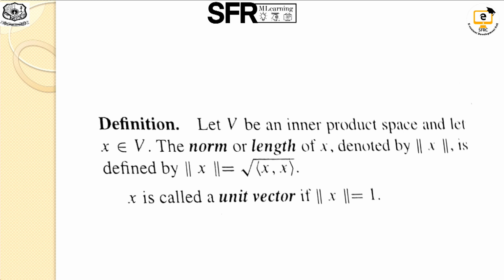Next, definition. Here, for a vector we define the norm or length. So what is the norm or length? The norm is the square root of the inner product of the vector with itself. Here x is called a unit vector whenever its norm is 1.